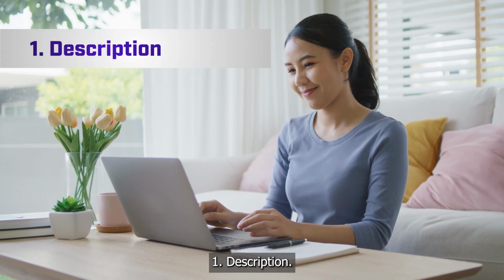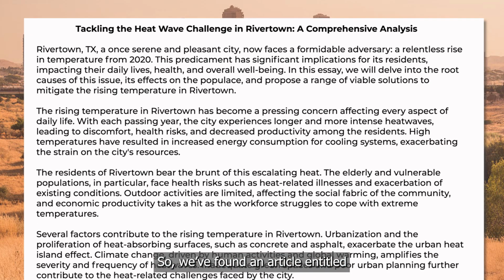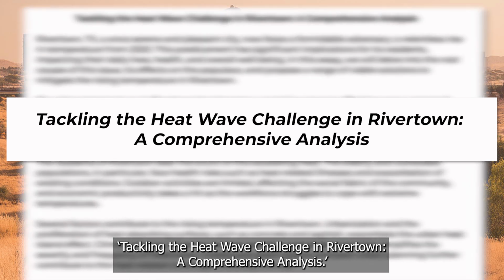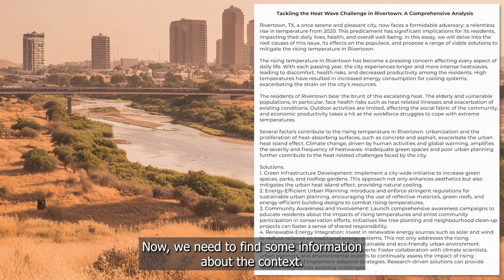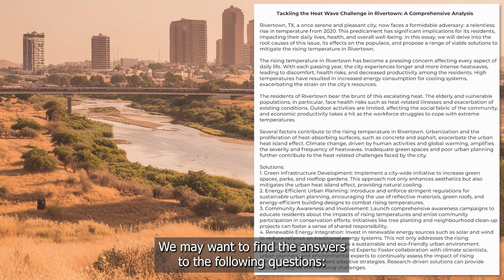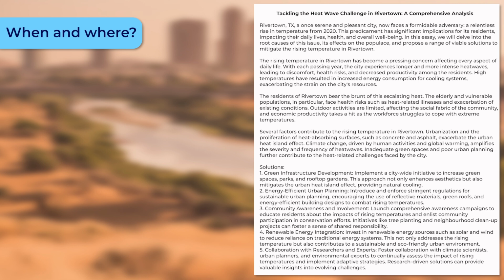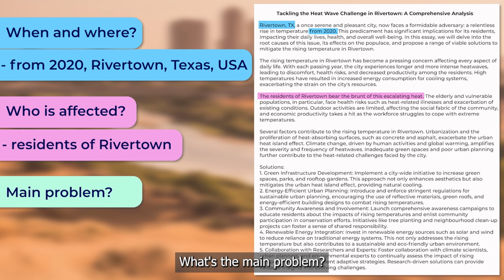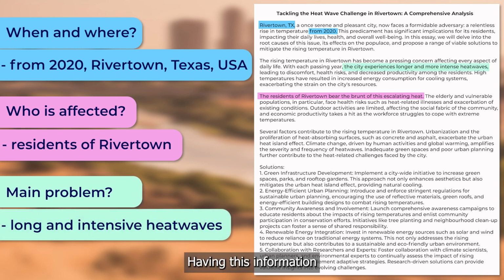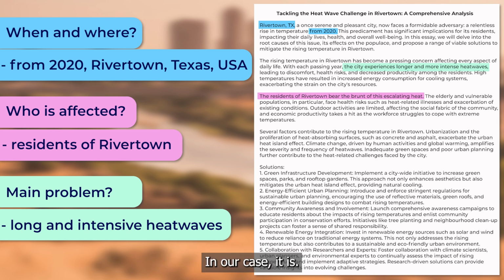1. Description. You need to understand the context of what you are reading. So, we've found an article entitled, "Tackling the Heatwave Challenge in Rivertown, a Comprehensive Analysis." Now we need to find some information about the context. We may want to find the answers to the following questions. When and where does it take place? Who is affected? What's the main problem? Having this information will give you a better idea if the text is relevant to your topic. In our case, it is. So let's move on to the next part.